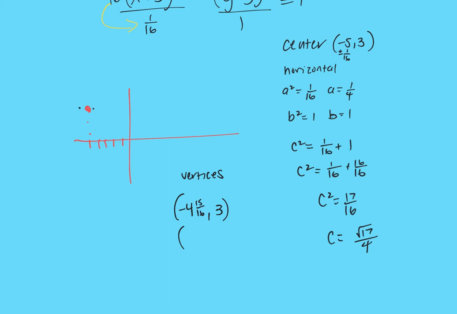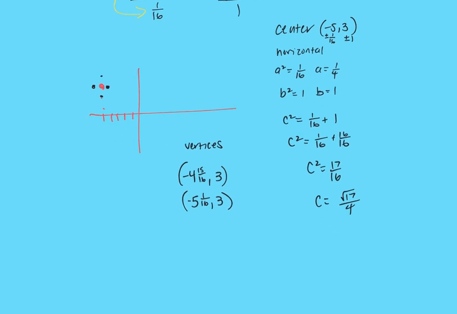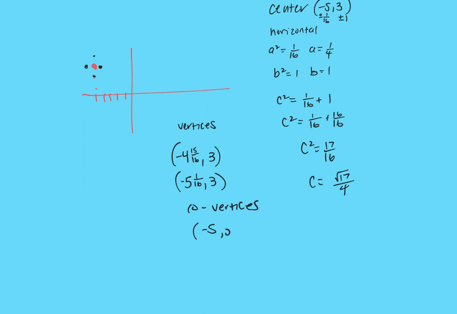So, wait, I went the right way. That would be the other way. Negative 5 minus 1/16 would be negative 5 and 1/16 and 3. So that's 1 this way, 1 this way. And then you go up and down b, which is 1, a little bit easier. That's onto the y because it's up and down. So negative 5, 2, and negative 5, 4.